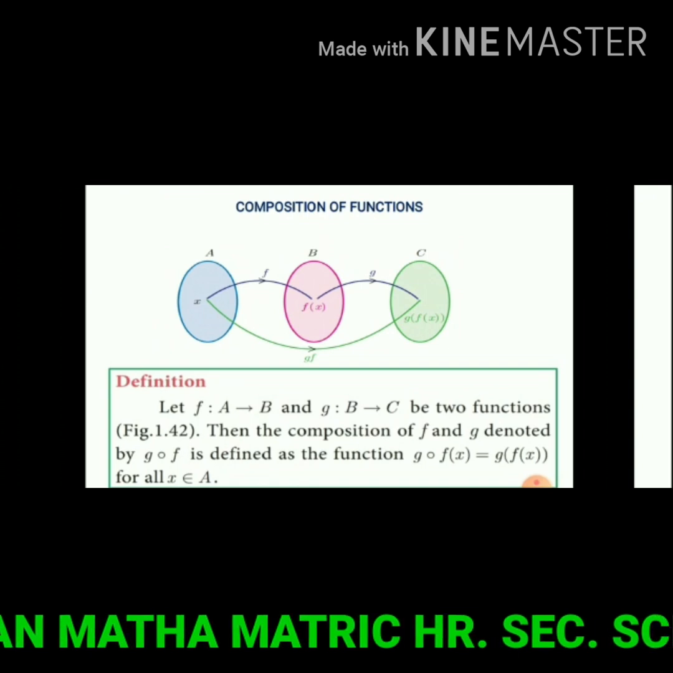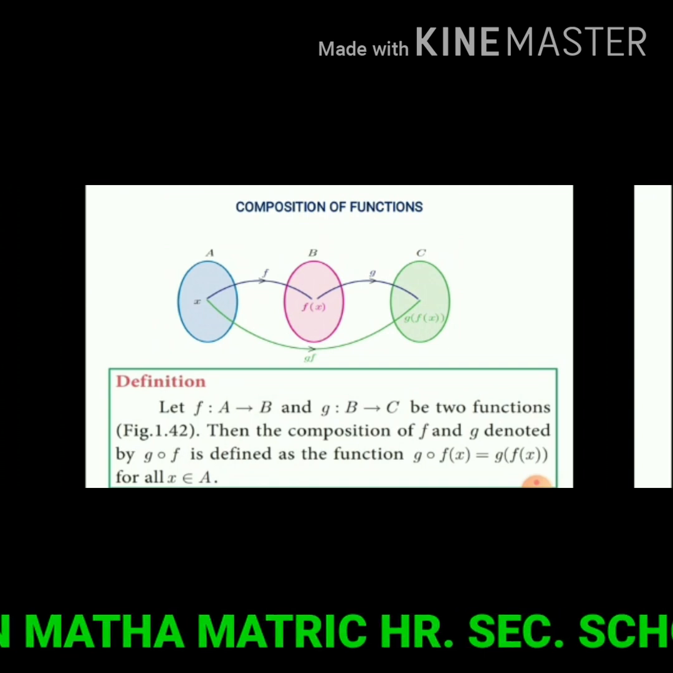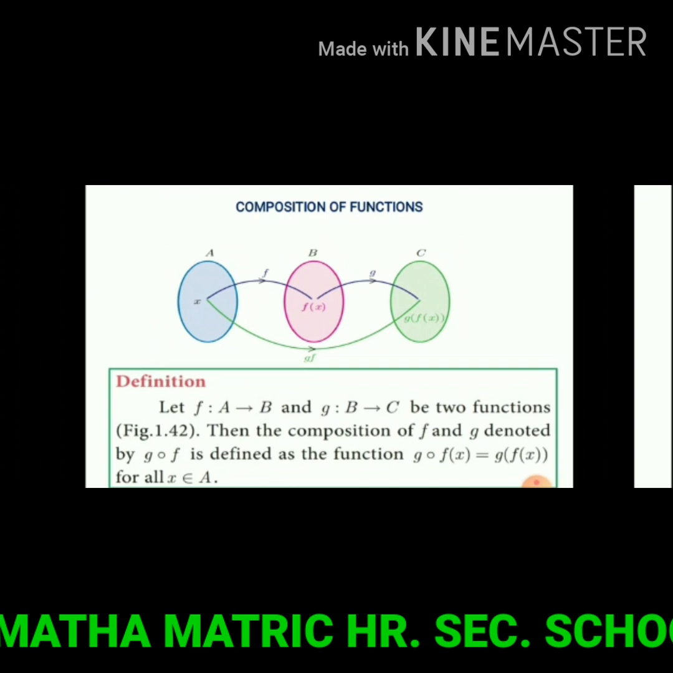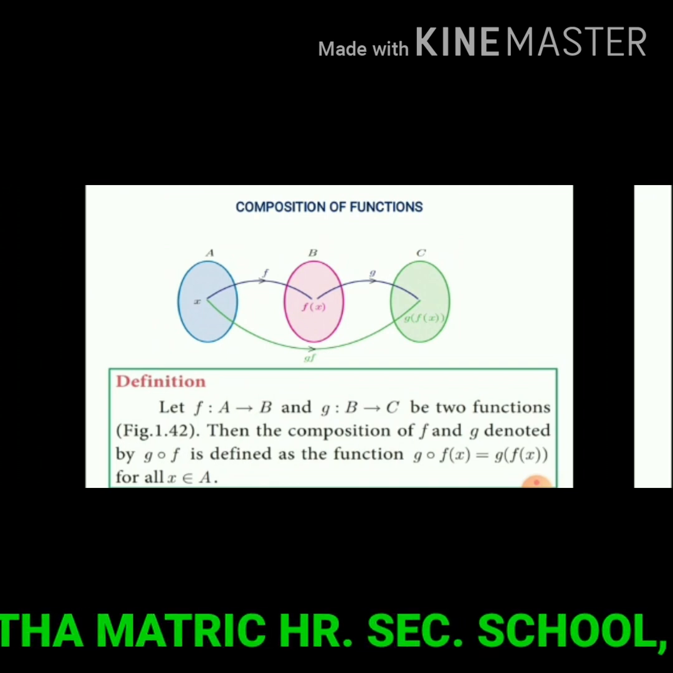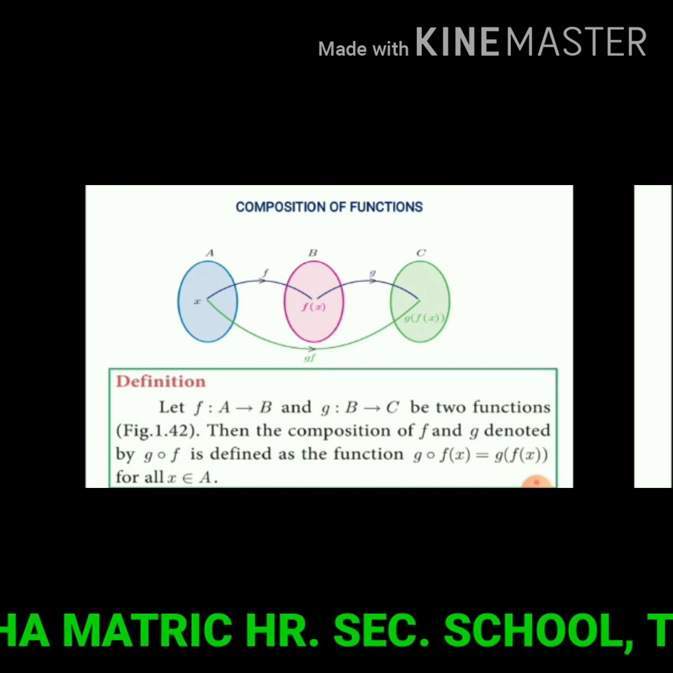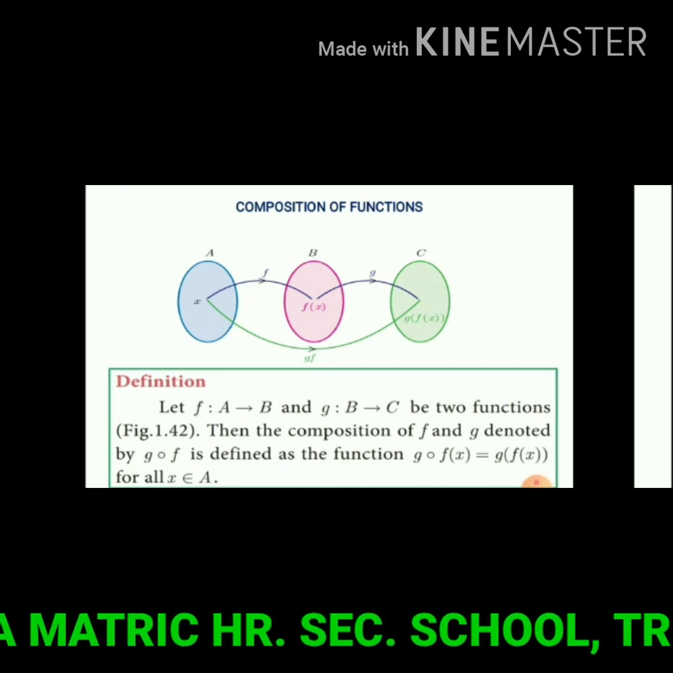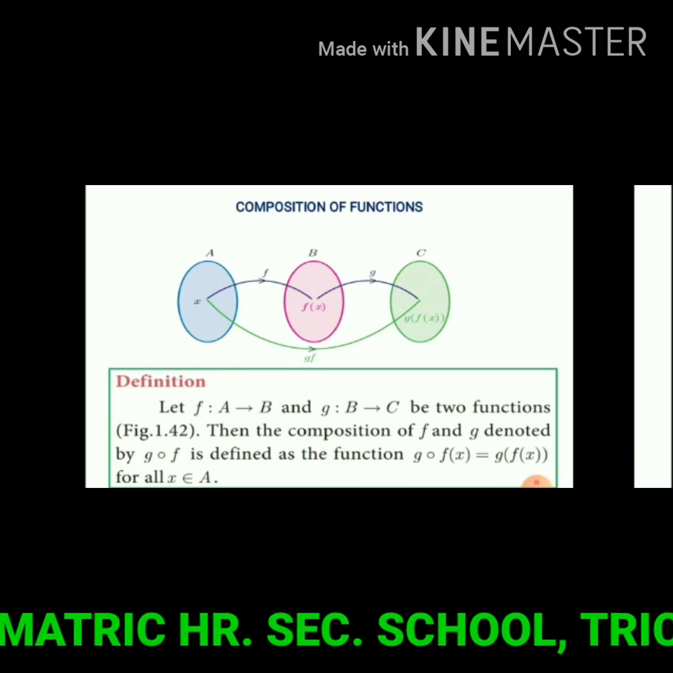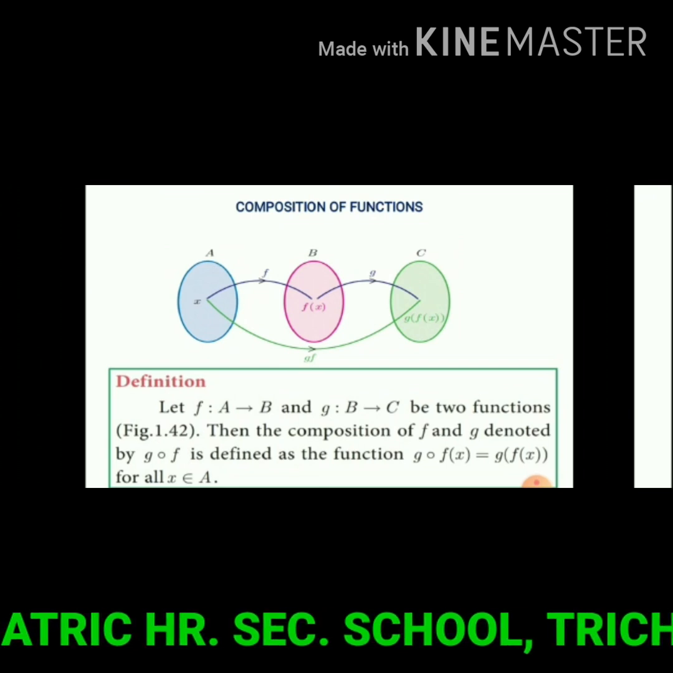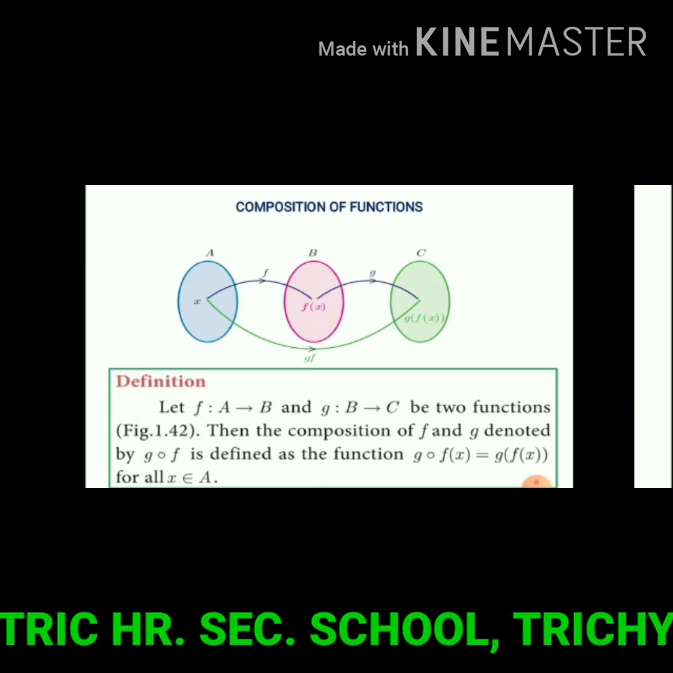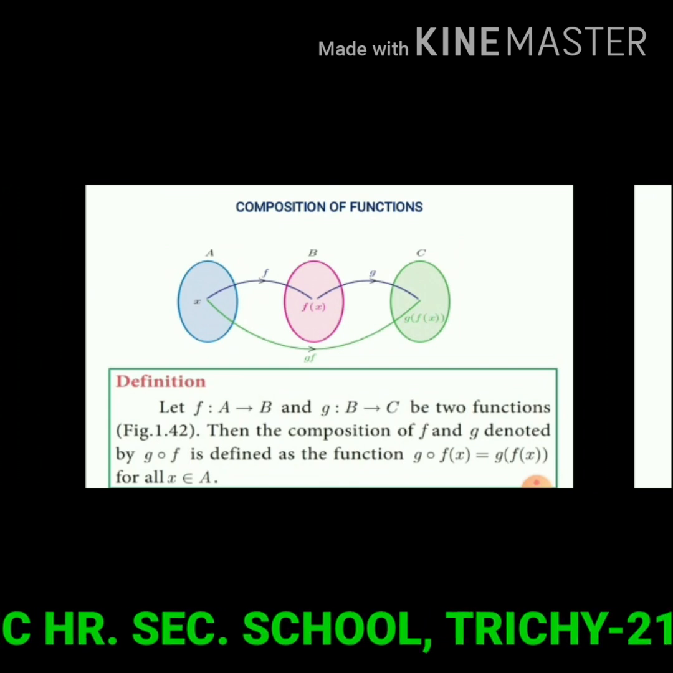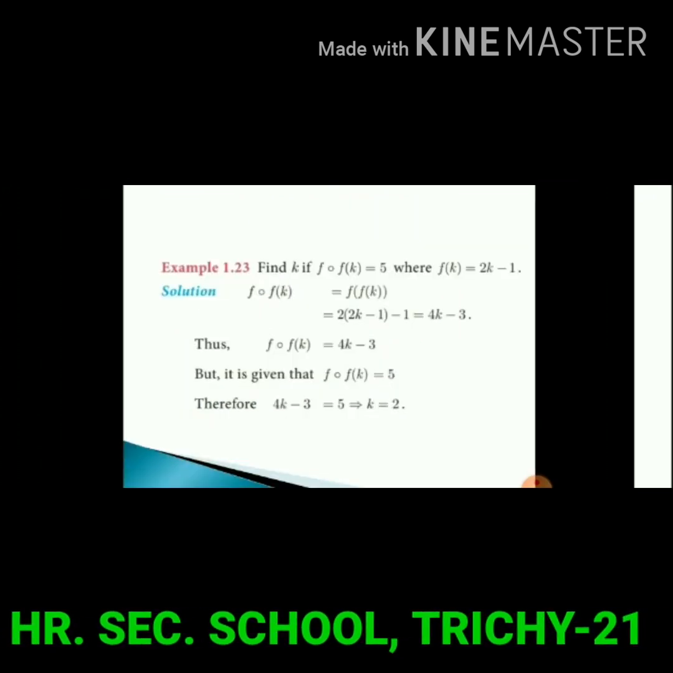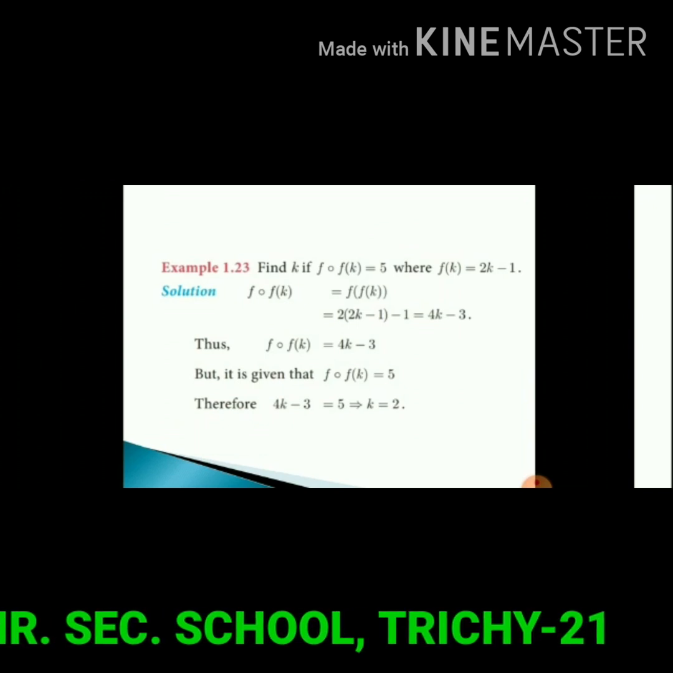Let f from A to B and g from B to C be two functions. Then the composition of f and g, denoted by g dot f, is defined as the function (g dot f)(x) is equal to g of f of x for all x belongs to A. Generally, f dot g is not equal to g dot f for any two functions f and g. So, composition of functions is not commutative. Now, I explain one example.